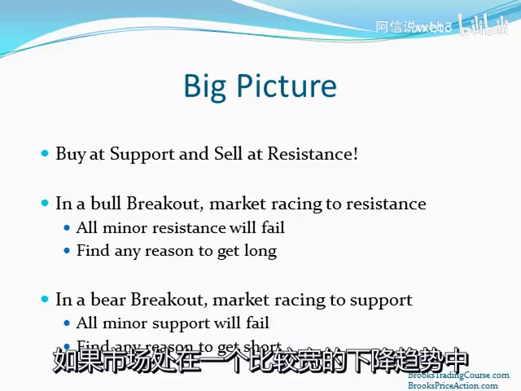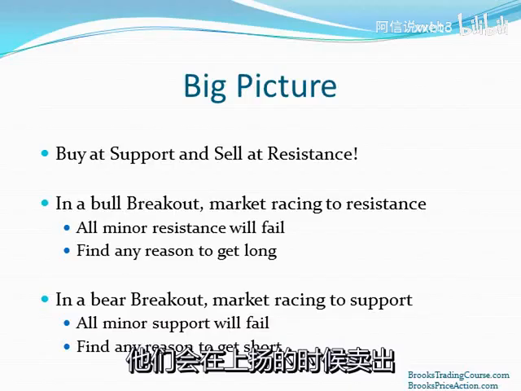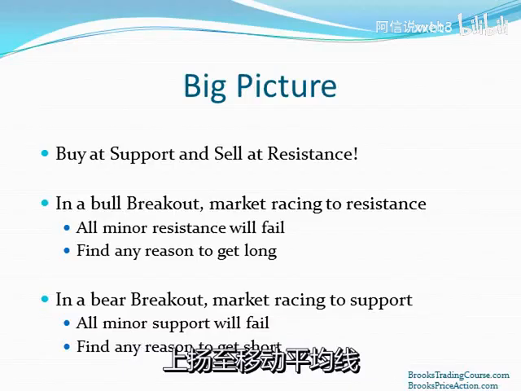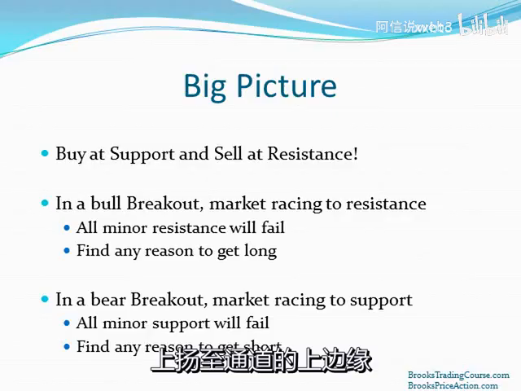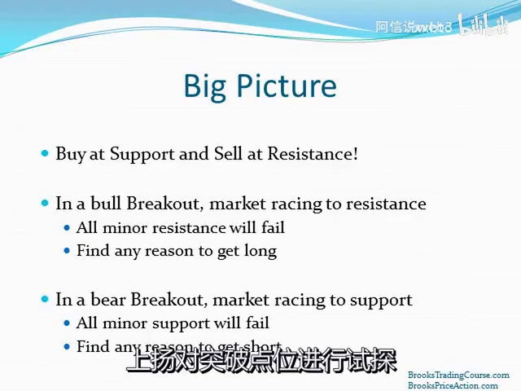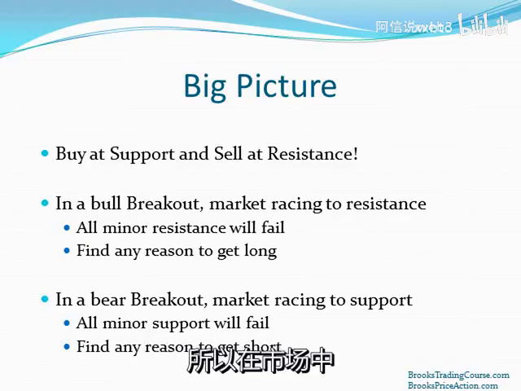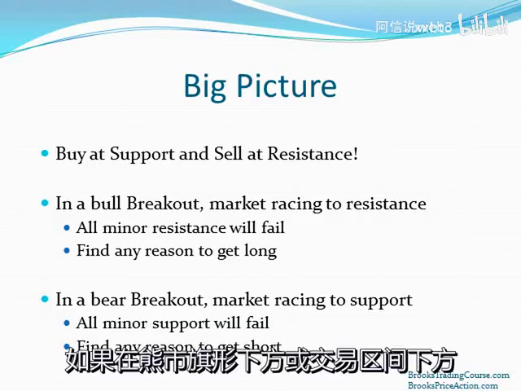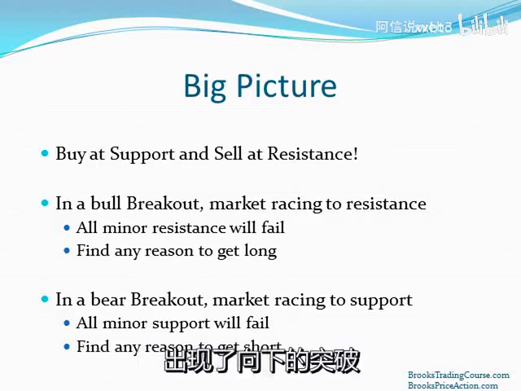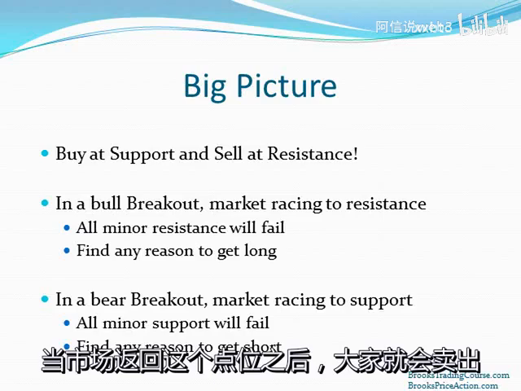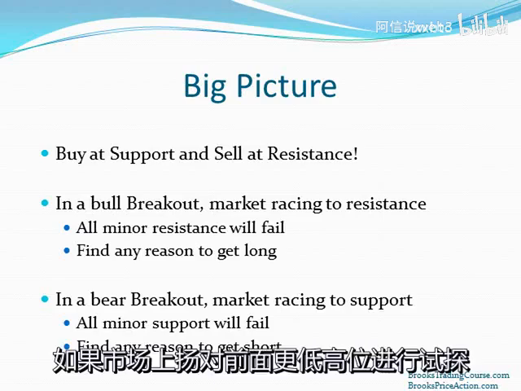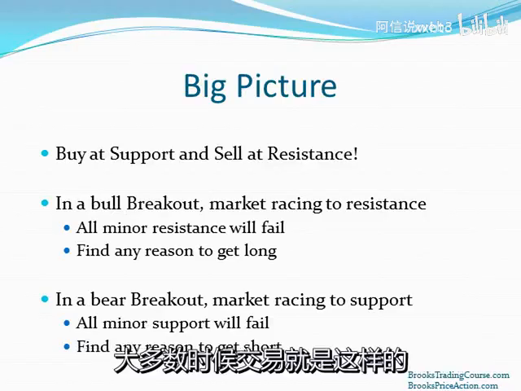If it's in a bear trend, let's say a broad bear trend, they'll sell rallies to the moving average, rallies to the bear trend line, the top of the channel, rallies to test a breakout point above. So if the market had a bear breakout below a bear flag or a trading range, they'll sell if it gets back up there again. If it rallies up and tests a prior lower high, they'll sell there. And most of the time, that's what traders will do.